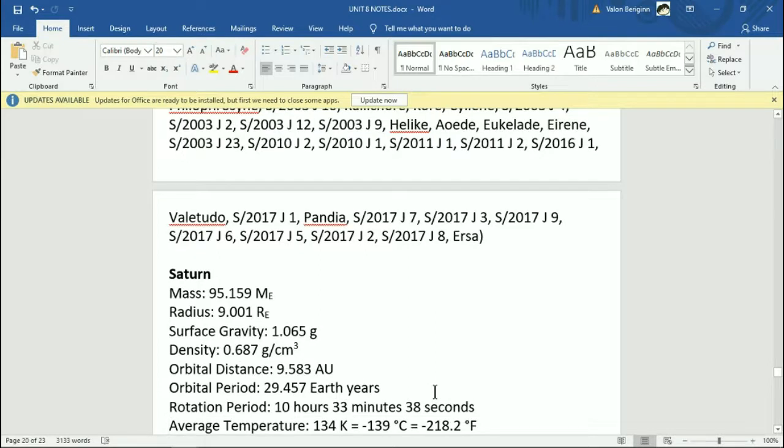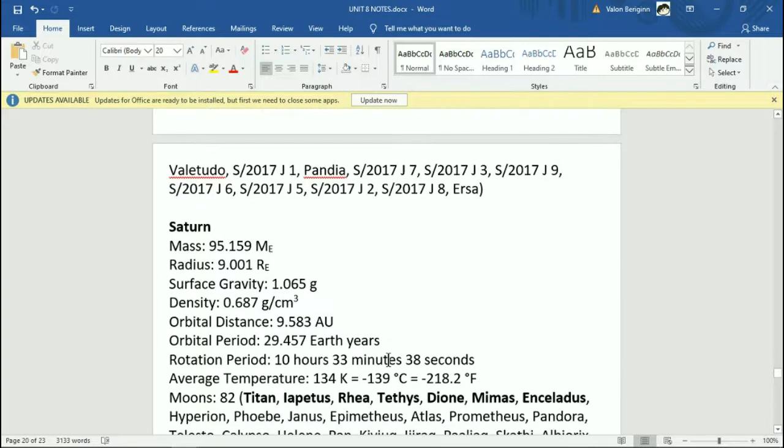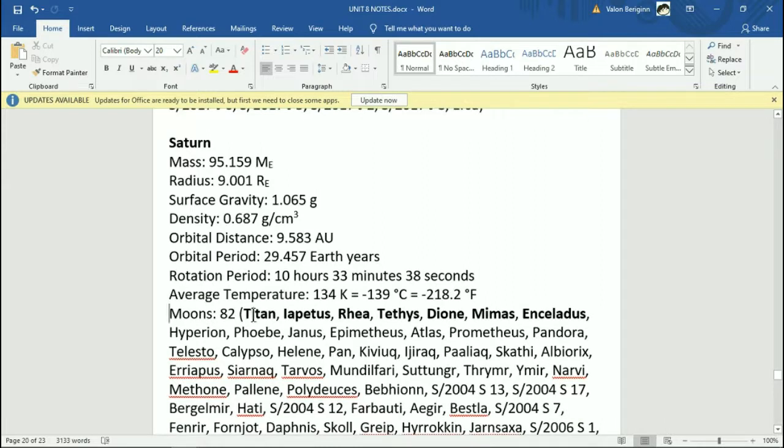Average temperature, again, similar to Jupiter, this is a little bit inside of the atmosphere, but still, negative 218 degrees. It's not exactly very pleasant. And there are 82 moons around Saturn, so even more than Jupiter that we found. There are more, though, that we have seen that are spherical. So Titan is the big one. Titan is the second biggest moon in the solar system after Ganymede.